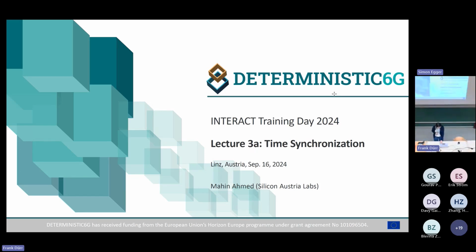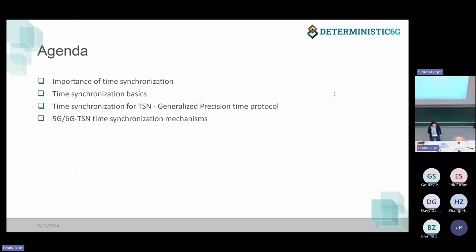Let's look at what topics I will be covering today. I will first motivate the importance of time synchronization. I will also give some basics of time synchronization, and then we will go in depth into the time synchronization mechanisms for time-sensitive networking, particularly the generalized precision time protocol. I will end the talk with a short detail on 5G TSN as it integrates with TSN networks. And let's get into it.